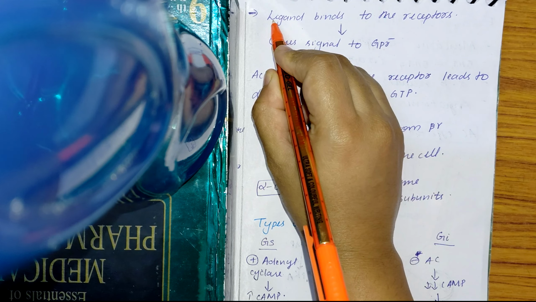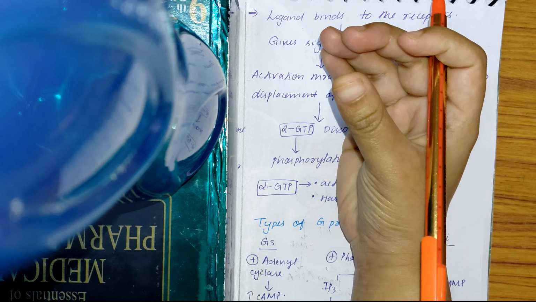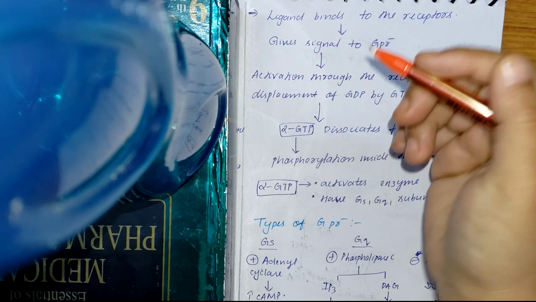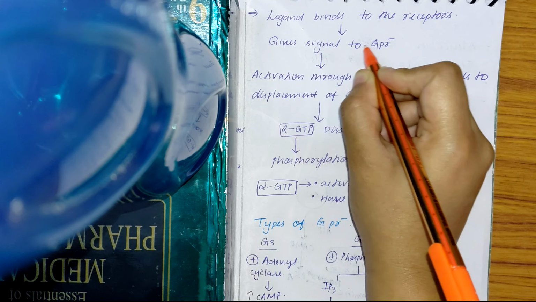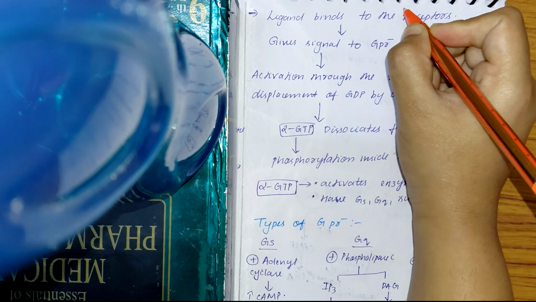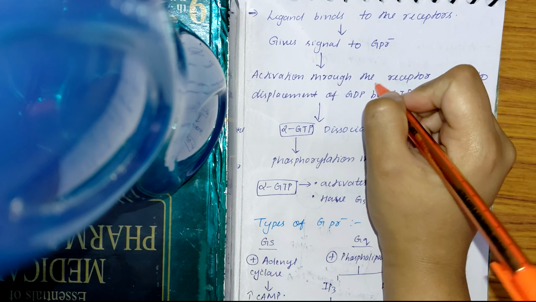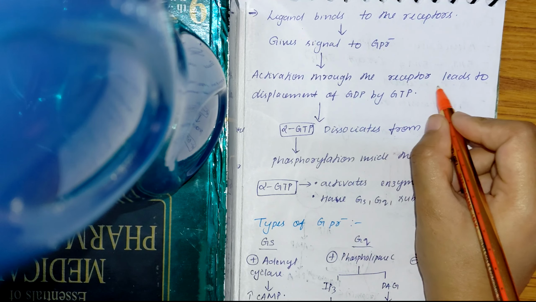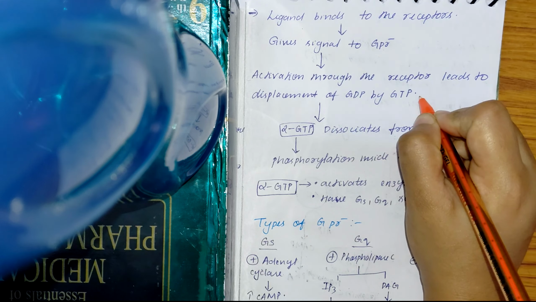So first, what will happen? The ligand binds to the receptor. Suppose adrenaline is coming, it will bind to the receptor. When the binding happens, it gives a signal to the G protein, which is associated with this receptor. Once any ligand binds, the receptor gets activated and signals the G protein. The G protein has alpha, beta, gamma subunits. Activation through the receptor leads to the displacement of GDP by GTP in the alpha subunit.